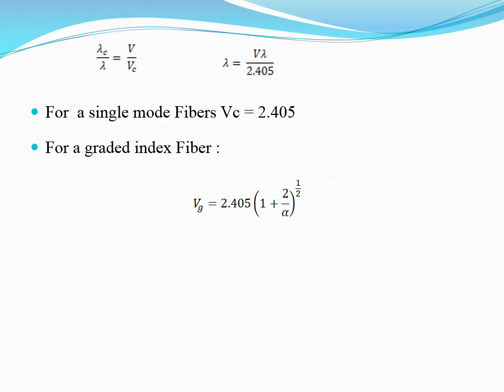But whenever I consider the normalized frequency of a graded index fiber, it is greater than 2.405 because it has a term here which is 1 plus. So it is neither 2.405 nor less, it is greater than 2.405.